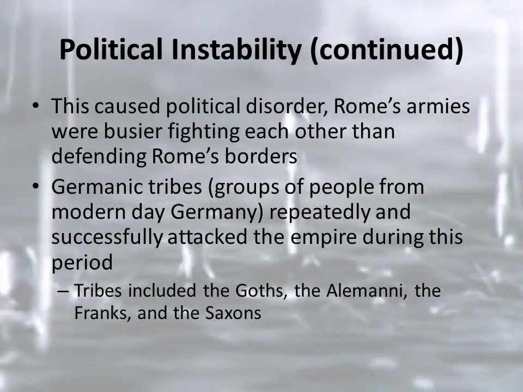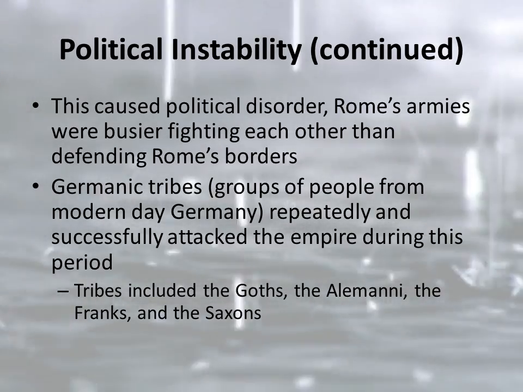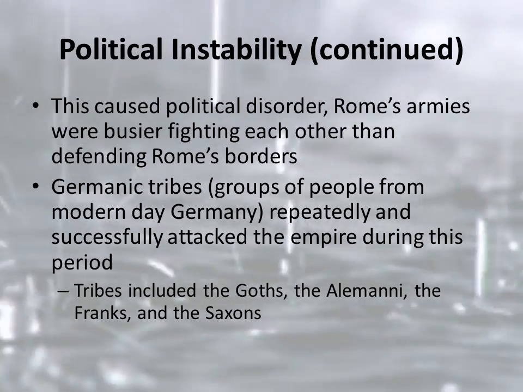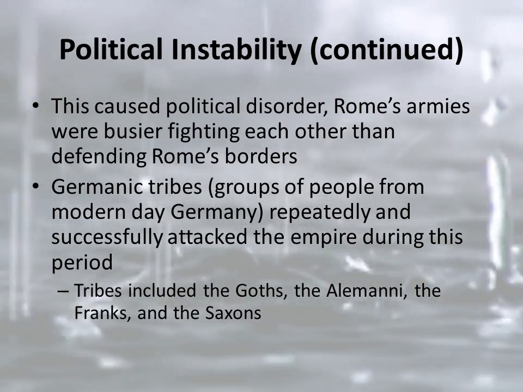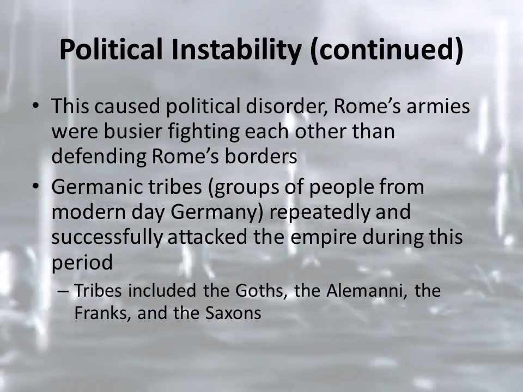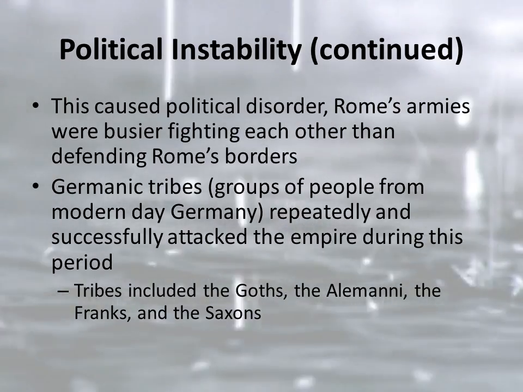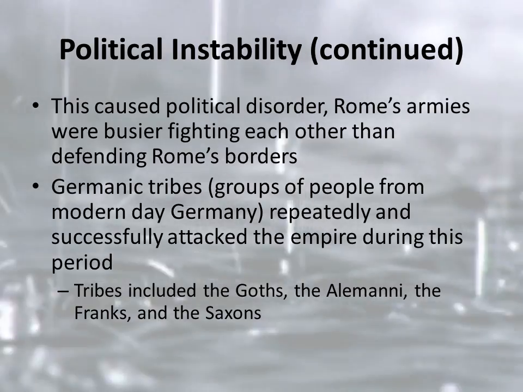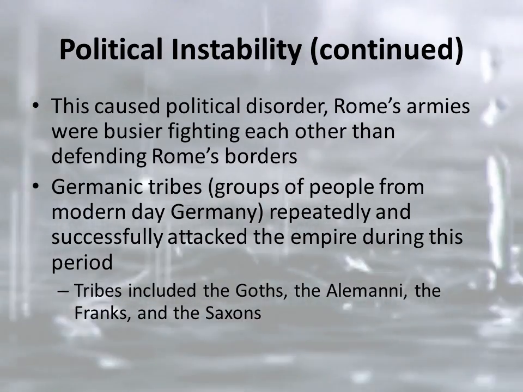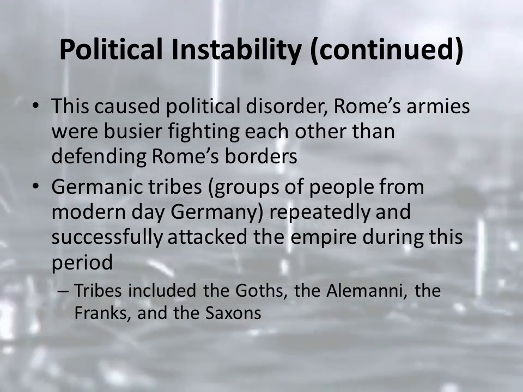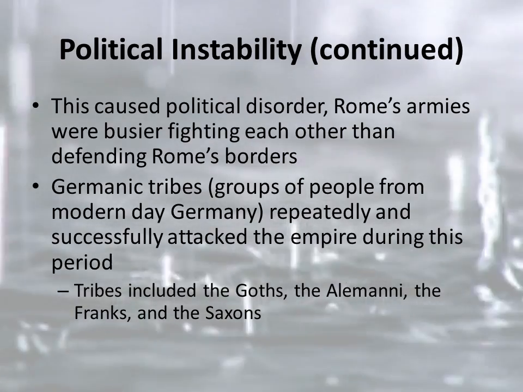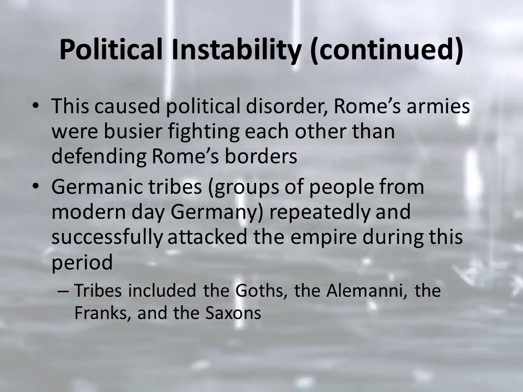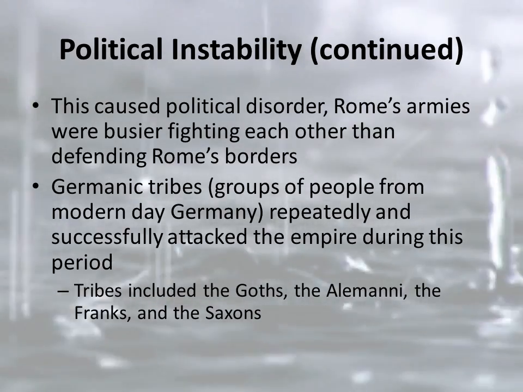With lots of changing leadership, political disorder in Rome caused Rome's armies to be busier fighting each other than defending Rome's borders. And this is important because it allowed Germanic tribes, which are groups of people from modern-day Germany, to repeatedly and successfully attack the empire during this period. Some of the names of the tribes include the Goths, the Alemanni, the Franks, and the Saxons.